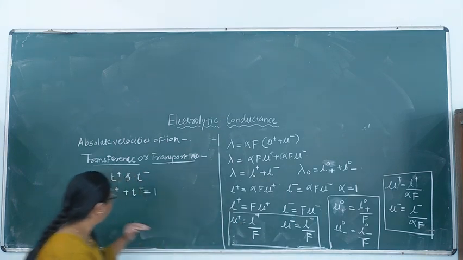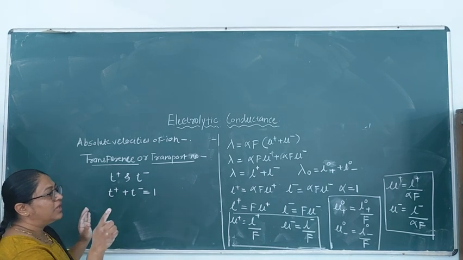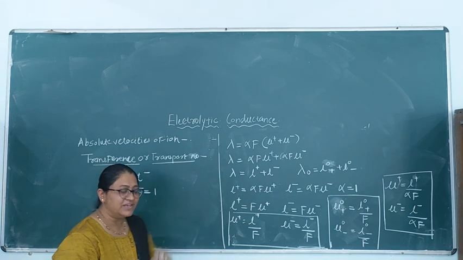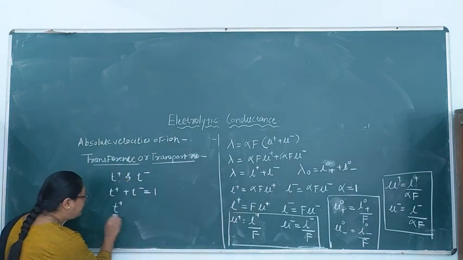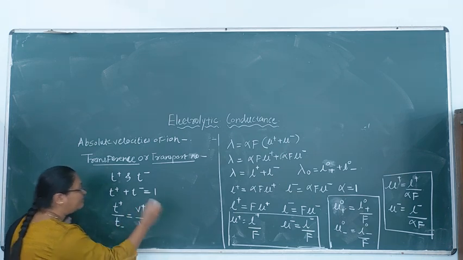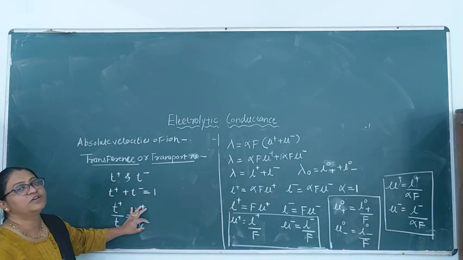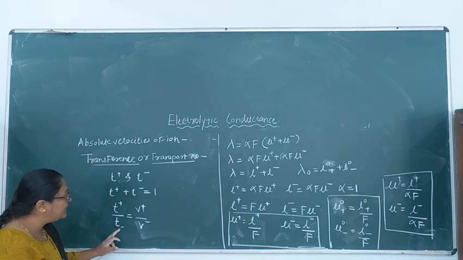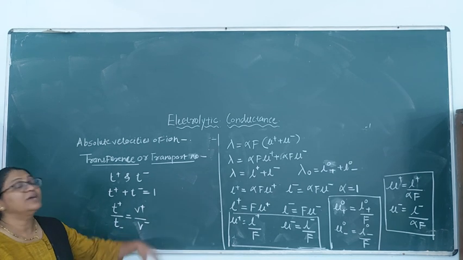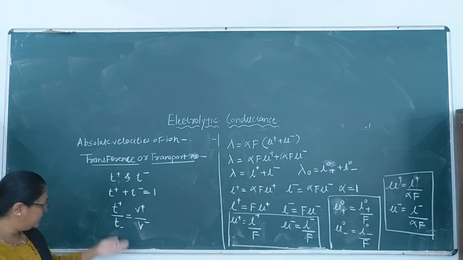As I have told you, the contribution of the ion in the total equivalent conductivity depends on their velocities. Therefore, T plus divided by T minus is equal to V plus divided by V minus. This is the dependence of transport numbers on the actual velocities of the ions. This is actually Hittorf's rule, and we are going to see how it is derived. Next time we will see Hittorf's rule.